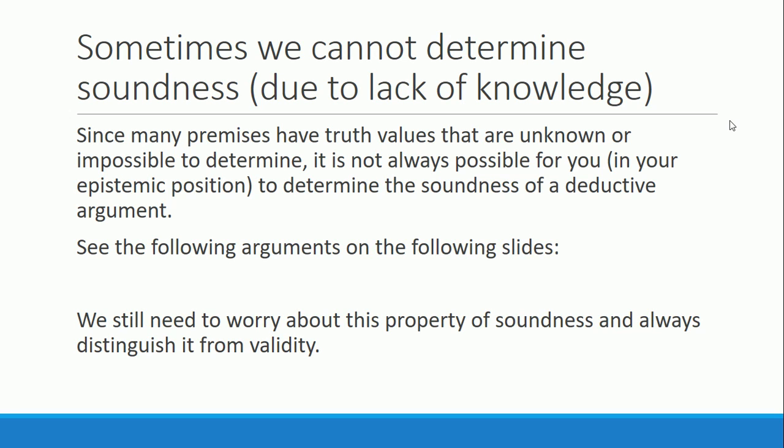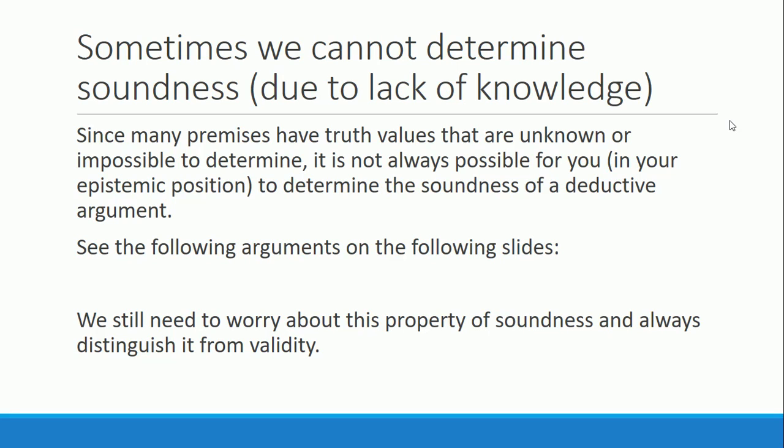Okay, so just as an example with Selena's depression, sometimes we don't know. Sometimes we can't determine soundness due to lack of knowledge. If we don't know anything about Selena, then we can't know about her mental states at the moment. So since many premises have truth values that are unknown or impossible to determine, it's not always possible for you, in your epistemic position, to determine the soundness of a deductive argument. An epistemic position is your place of knowing. Remember, epistemology is the philosophy of knowledge, so an epistemic position is where we sit mentally.